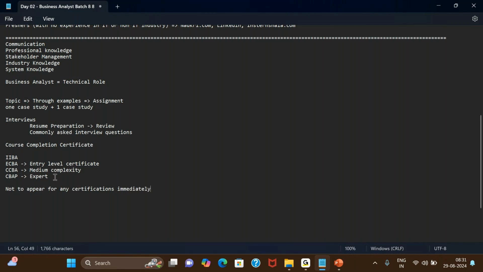So when is the right time to appear for these certifications? Once you start appearing for interviews and once you get a job, spend at least 6 months in a real project working with people around you. Work at least 6 months over there, and then ask your company or organization if they can sponsor your certification, and then appear for these certification exams.